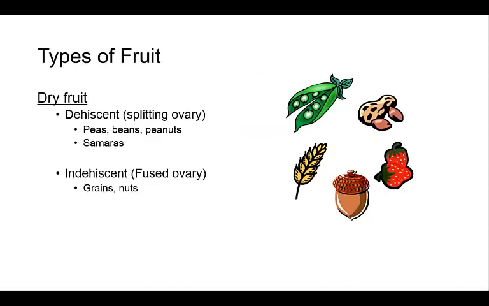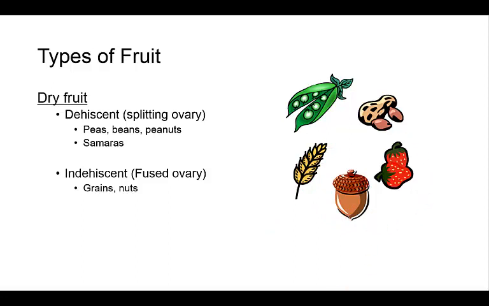There are also dry fruits that split open at maturity, like beans and peas and peanuts. And then there's indehiscent fruits, or those that don't split open at maturity, where the ovary is fused together. It doesn't have these slits along the side where the fruit can open easily. And those are our grains like wheat and barley and oats, and acorns and strawberries.